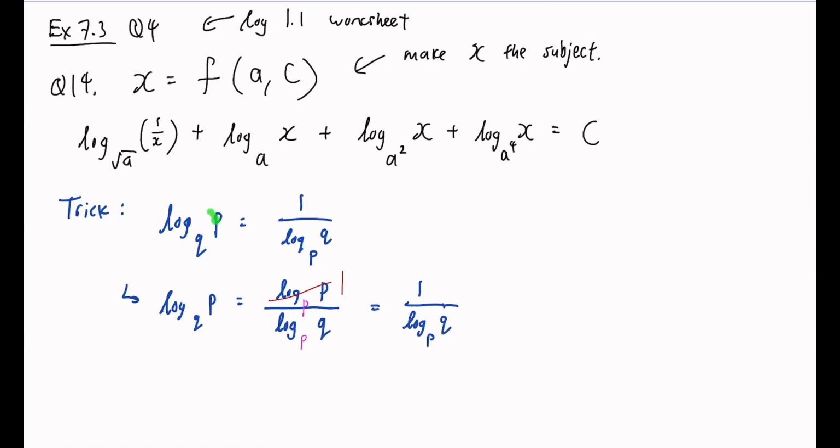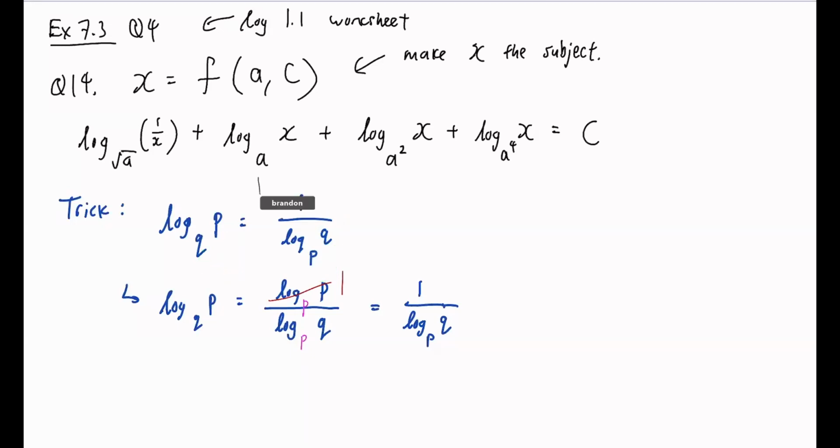Okay, the trick here is you got p on top, q below. It just becomes 1 over p below, q on top. You swap the p and q, but it becomes a 1 over. Is that clear? Okay. So that's the trick.